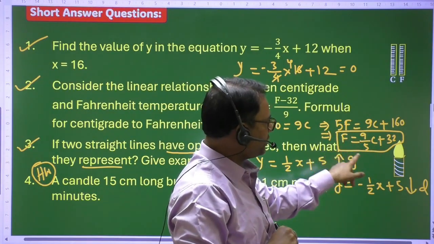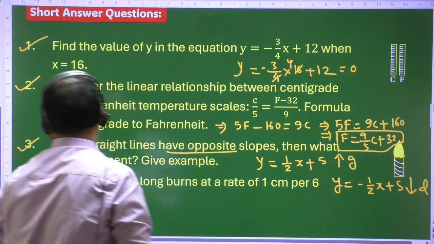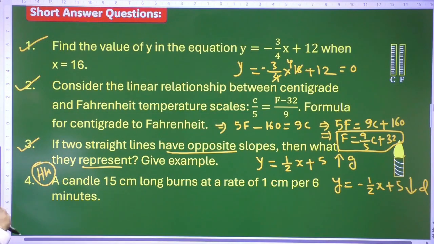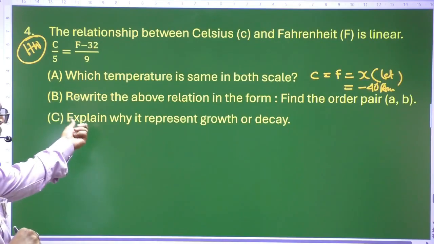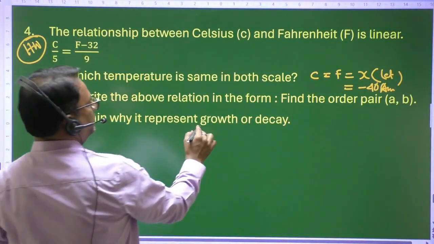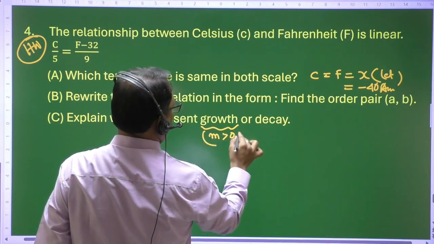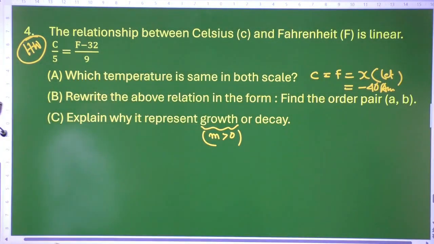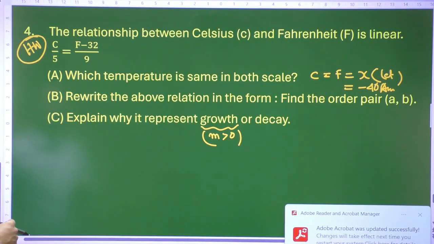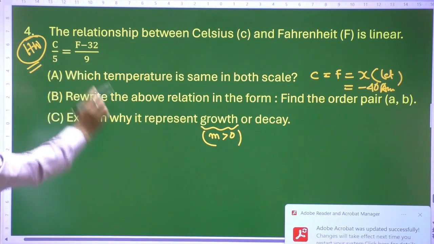So what you observe that m is positive. m is positive. Now you can apply this here for this purpose. Explain why it represent the growth, because here m, whatever you get there, that quantity is positive, that is 5 by 9. Okay, now other part you can solve easily, and this part is the homework.